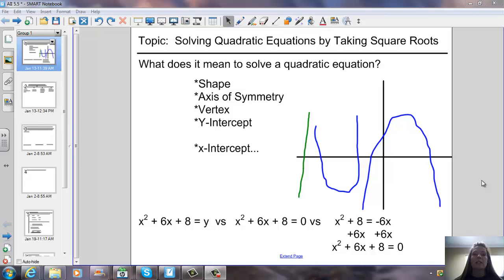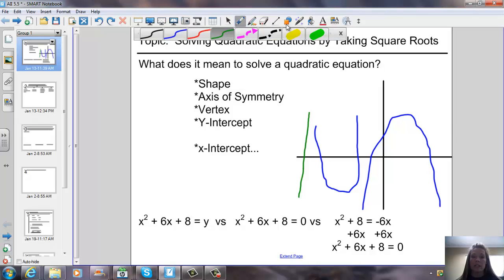Hi guys, today we're going to talk about what it means to solve a quadratic equation by taking square roots. Before we start talking about actually solving the quadratic equations, we want to look at what it actually means to solve a quadratic equation.